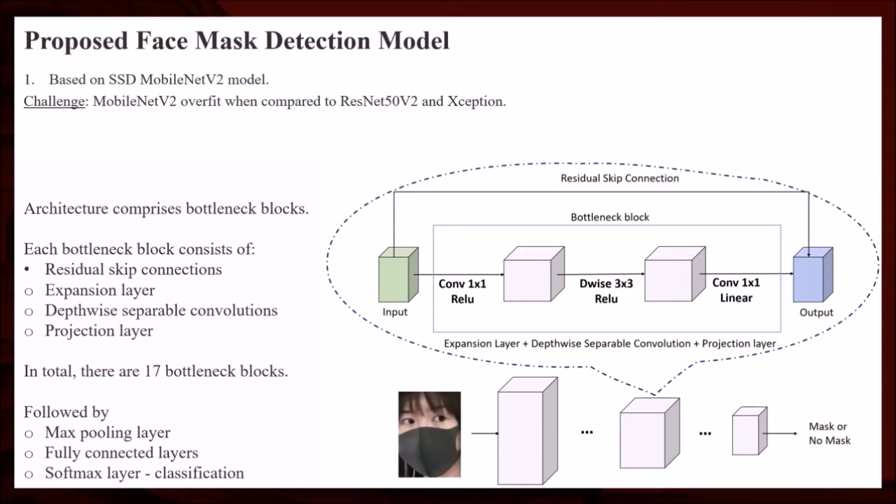Now, the architecture of MobileNet V2 consists of bottleneck blocks. There is a residual skip connection from the input block to the output block. There is an expansion layer, depth-wise separable convolution, and the projection layer. In total, there are about 17 bottleneck blocks as shown in the diagram. And this is followed by a max pooling layer, fully connected layers, and the softmax layer.